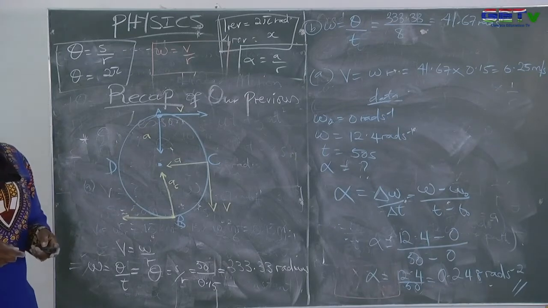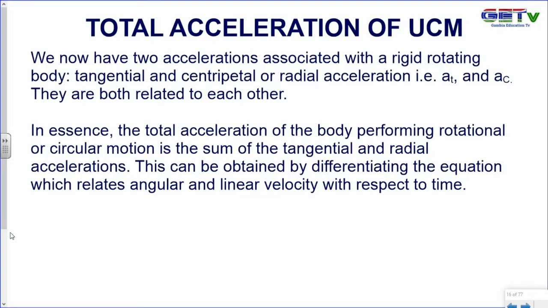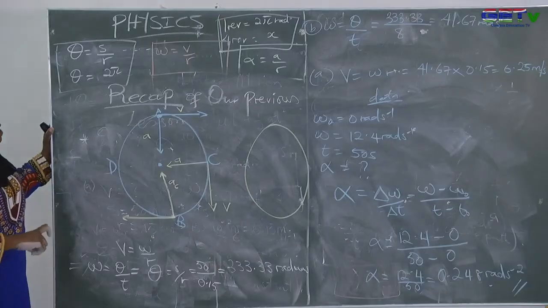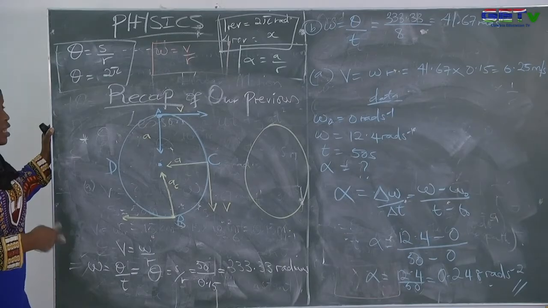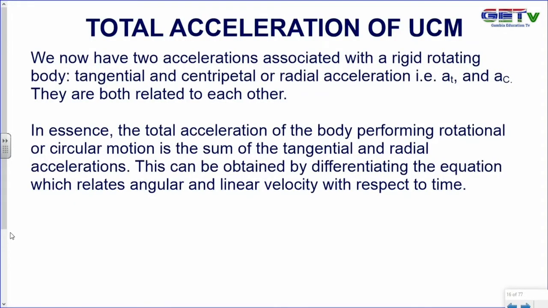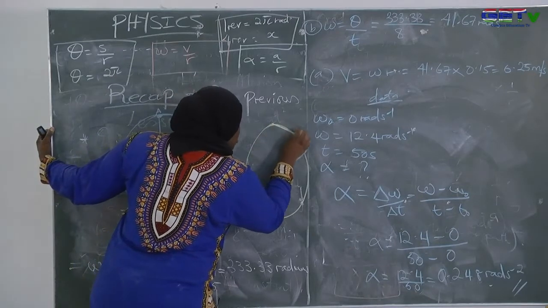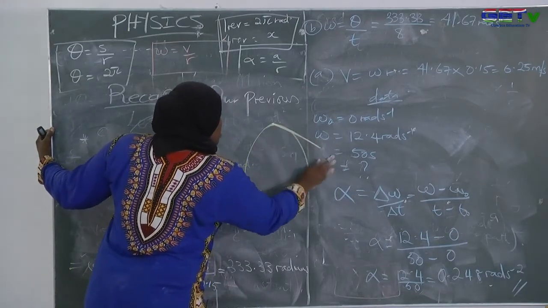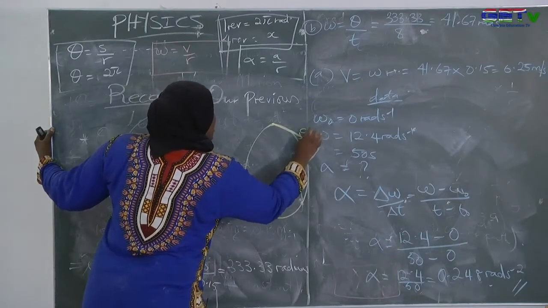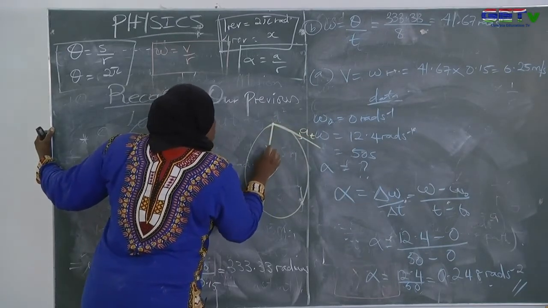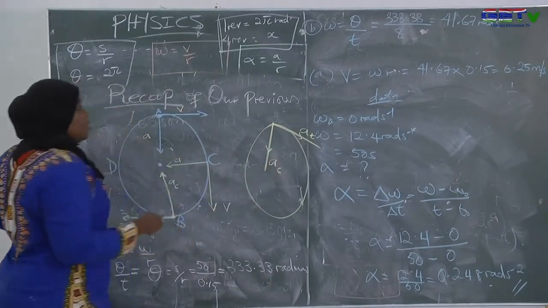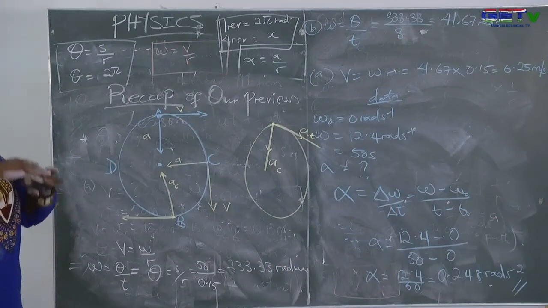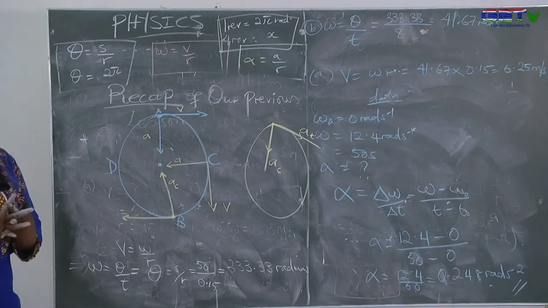Good. We move on. In essence, the other thing you need to understand is that when an object moves in a circle, the total acceleration is a combination of two: the radial acceleration, which we call the centripetal acceleration, and also the tangential acceleration. The tangential acceleration is as a result of the angular velocity. That is, this is A tangential, and A radial will always point towards the center of rotation. Is that clear? These two accelerations, when added, give the total acceleration of the body. Is that understood?